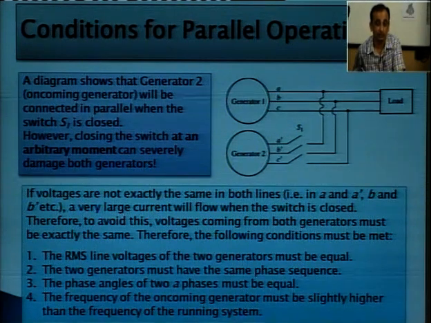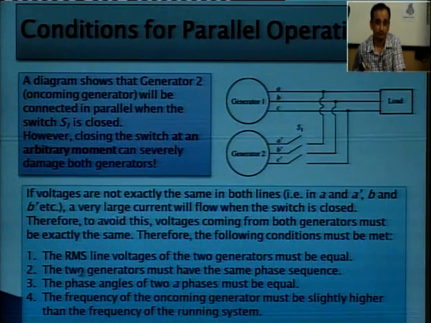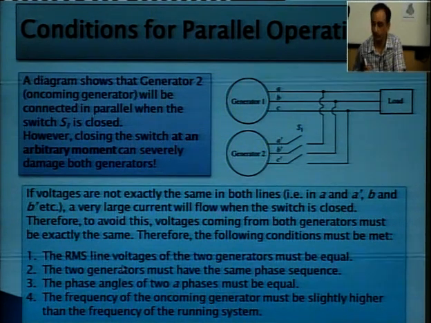So, we need to be very sure that when we connect them in parallel, the voltage should be the same. Similarly, the RMS value of the line voltage must be equal. Two generators must have the same phase sequence. Phase sequence is also very important.